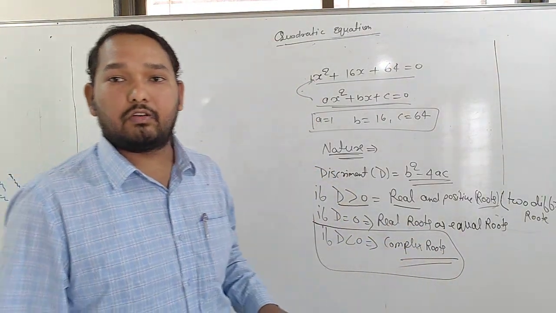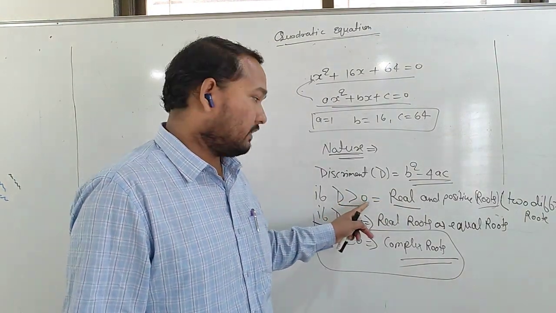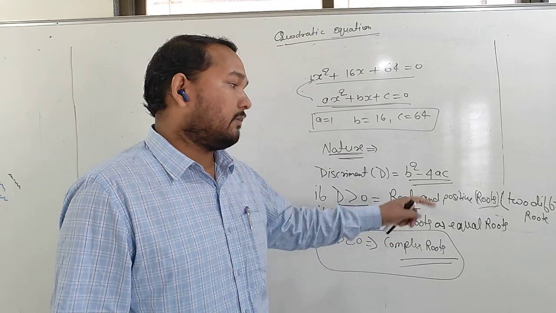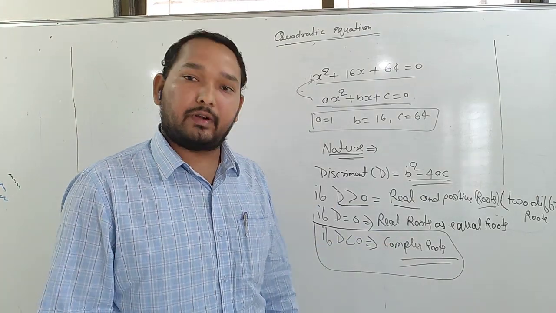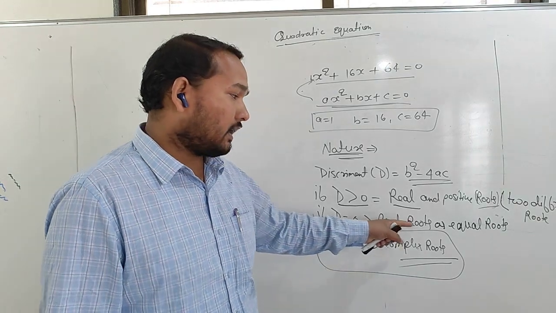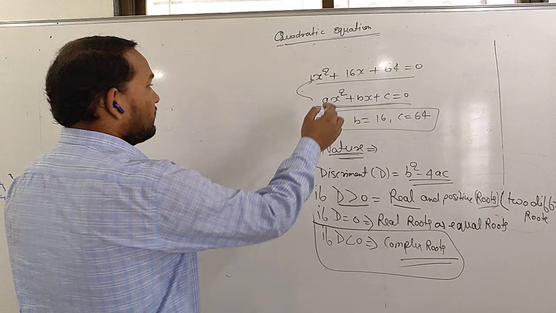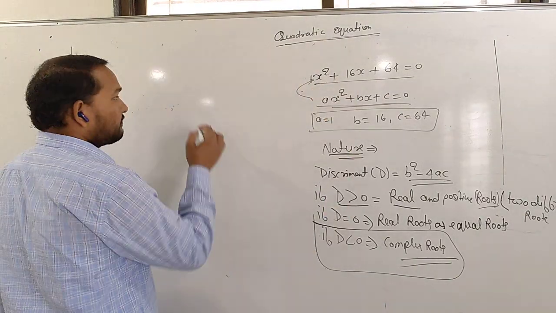In 10th class, only two roots. If D is greater than 0, then the roots are real and positive, and it has two different roots. Second, if D is equal to 0, then the roots are real and equal. We have solved the given example, okay?